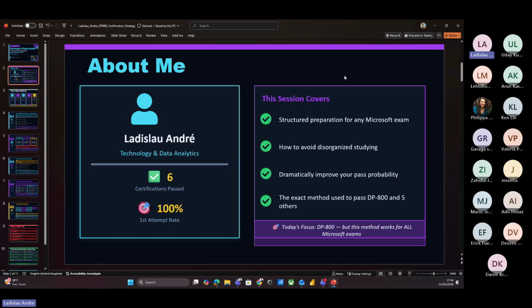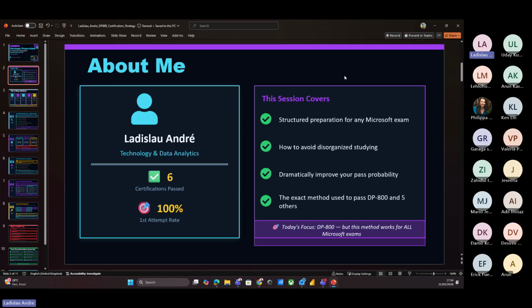What we're going to cover in this session is how to structure your preparation for any Microsoft certification exam and avoid disorganized studying. Many people go to take the certification and don't know where to start. They start from one source, then another, and it's everything at once. Then on exam day, you don't feel completely prepared, or you feel it, but still don't pass. This strategy can dramatically improve your probability of passing the exam.